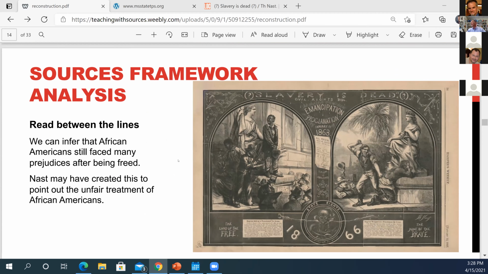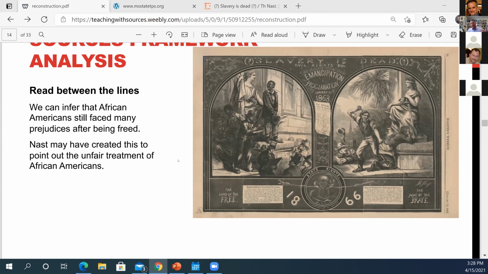And then read between the lines. And I think if Scott's framework or sources framework is as shallow as maybe the students got, they really understood what was going on. They really read between the lines that we can infer that African Americans still faced much prejudice after being freed. And we know this because we're adults, but oftentimes our students don't.